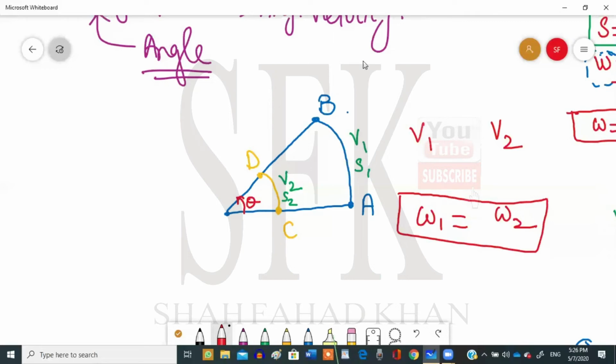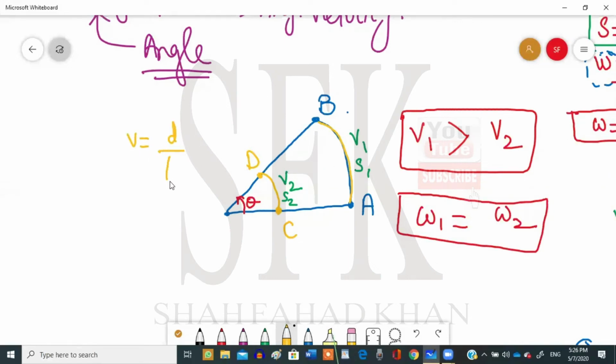Okay, Hassan, what do you say? Actually, V1 will be greater. The reason is that the arc V1 traveled is longer than the arc that V2 traveled in the same time interval. Speed is equal to distance upon time, right? Time is the same, but S1 is greater for V1 as compared to S2 for V2. Yes, S1 is larger, correct.